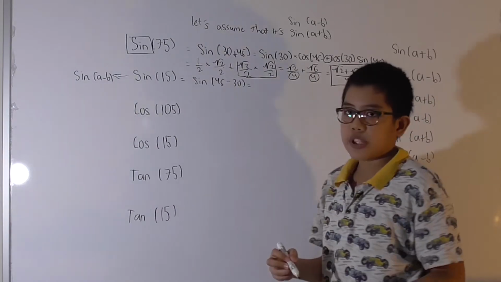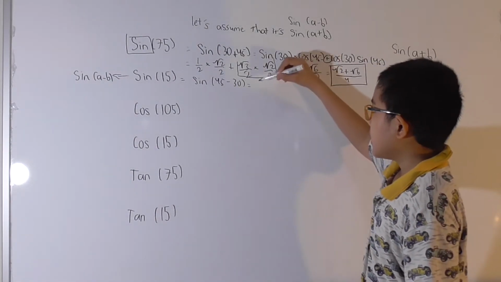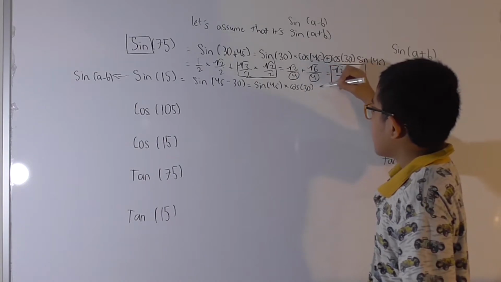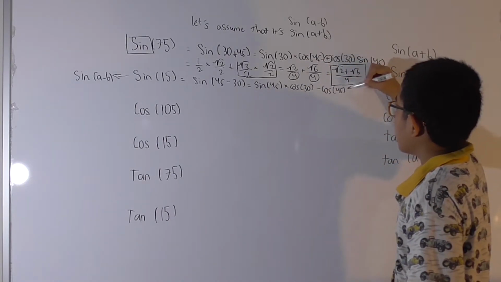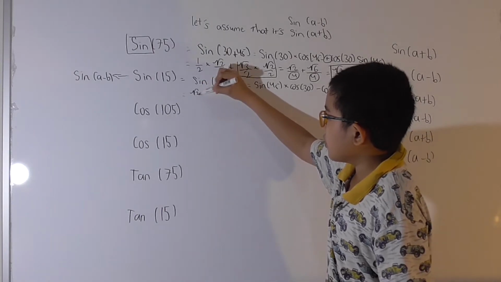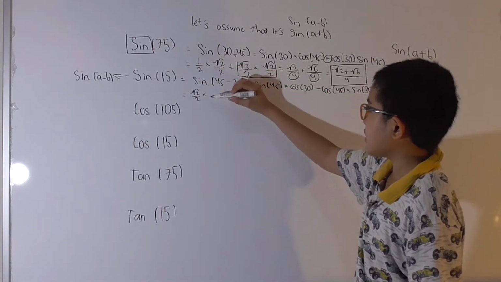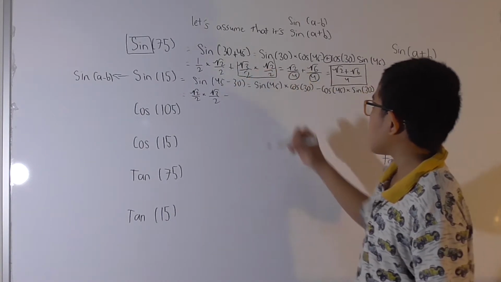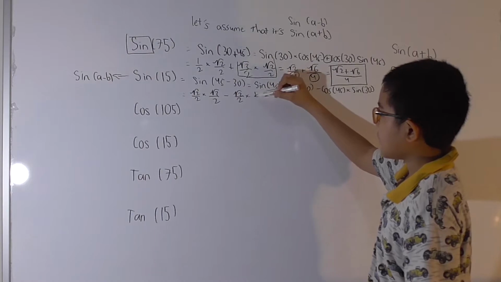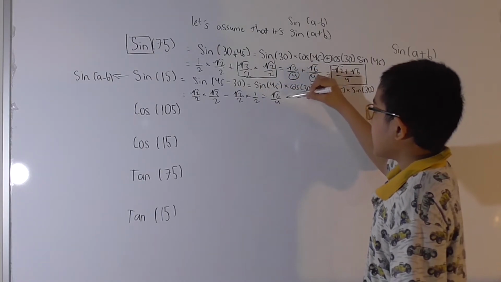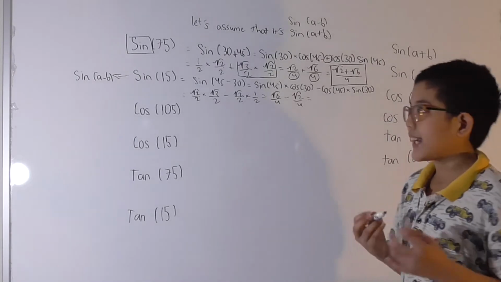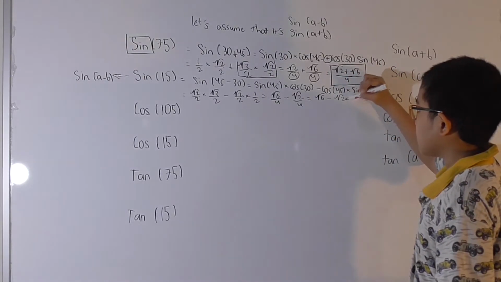So then, using our sum and difference identities, we can figure out that this is equal to sine of 45 times cosine of 30 minus cosine of 45 times sine of 30. Sine of 45 is square root of 2 over 2, cosine of 30 is square root of 3 over 2, minus cosine of 45, which is square root of 2 over 2, times sine of 30, that's half. That would be square root of 6 over 4 minus square root of 2 over 4. And once again, we can combine these fractions to get square root of 6 minus square root of 2, divided by 4.